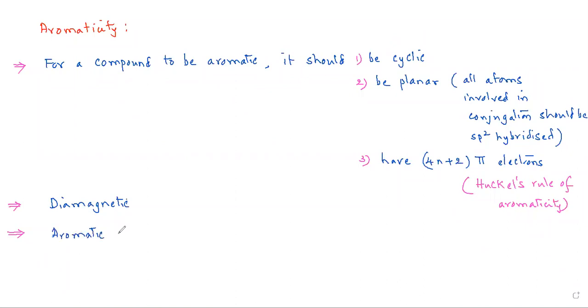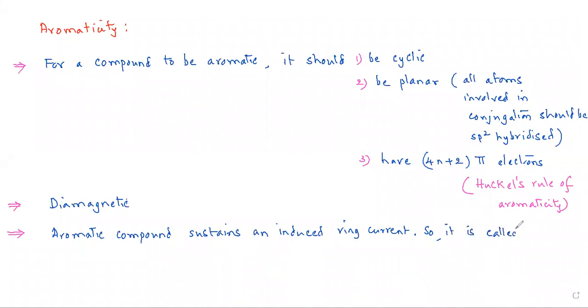Aromatic compound sustains an induced ring current. Of course, because of the conjugation. So it is called diatropic. Okay. Diamagnetic, diatropic.